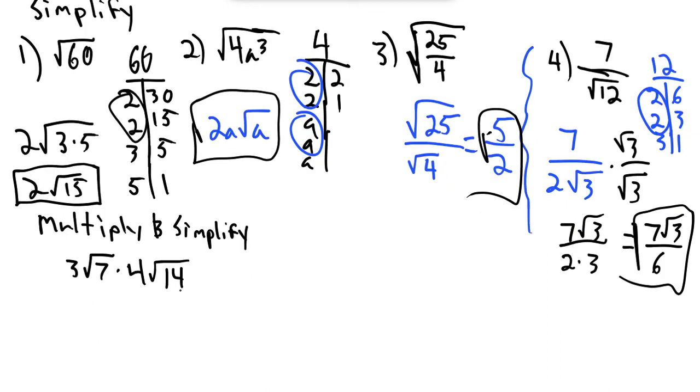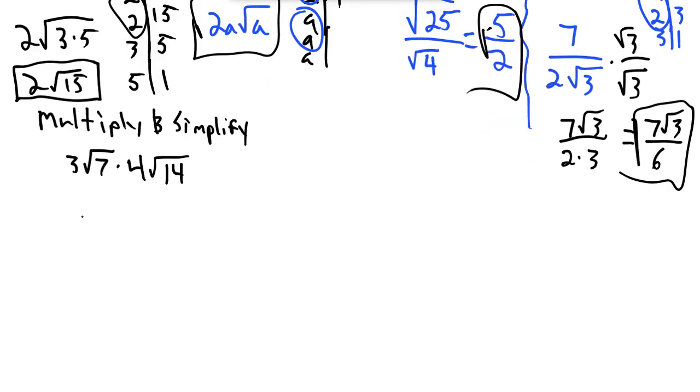Then for this last one, we're multiplying and simplifying. So in goes with in, out goes with out. 3 times 4 gives us 12. Square root of what is 7 times 14? That's going to give us 98. So we have 12 square root of 98. Are we done here? Nope. We're going to have to make a t-chart, see what we can pull out. So 98 is going to be divisible by 2. What happens when you divide by 2? That gets you to 49.